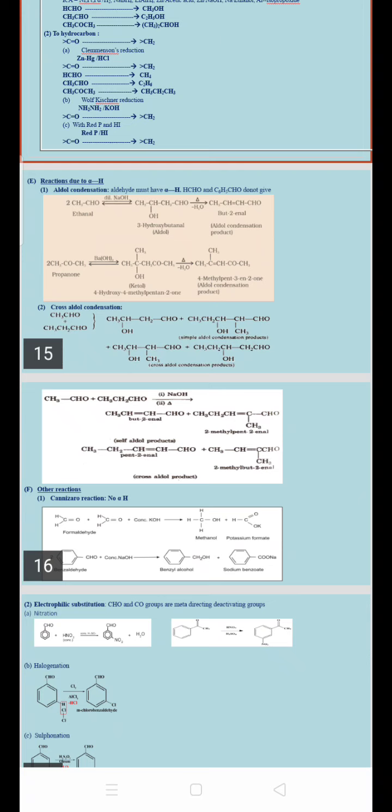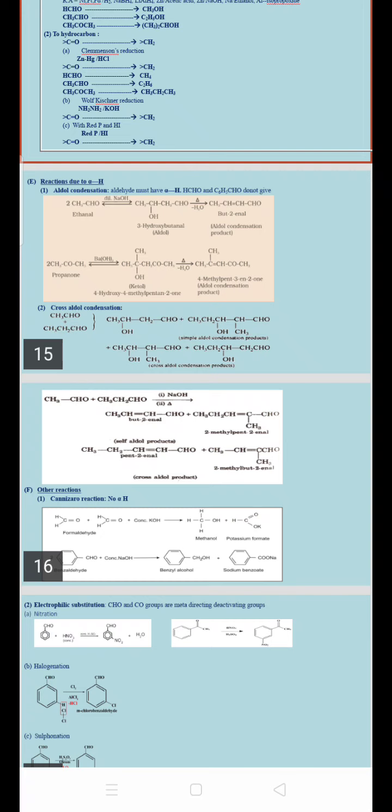Next is reaction due to alpha hydrogen. Let me now clear what that alpha hydrogen is. Whenever you have a functional group, say for example an alcohol group, ketone group, or amide group, the numbering of carbon atoms happens such that the carbon next to the functional group is called alpha, the carbon next to alpha is beta, the carbon next to beta is gamma, and the carbon next to gamma is delta.